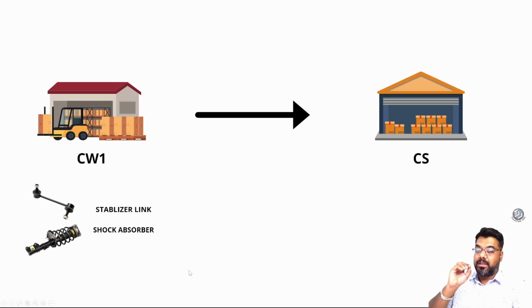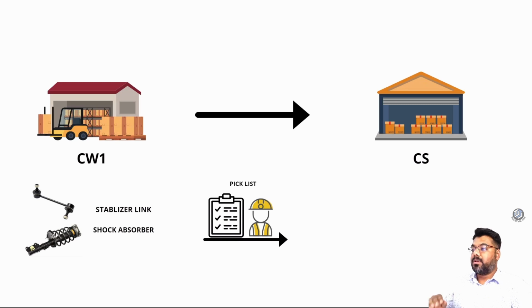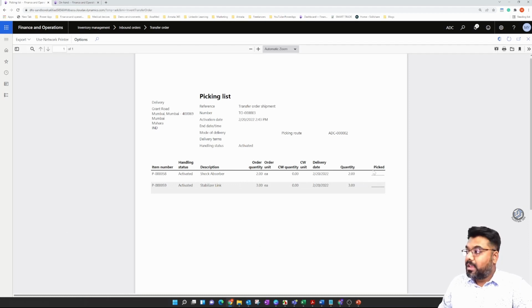As soon as I post my picklist registration, the picklist is generated and printed, and this picklist will be issued to the warehouse worker. The warehouse worker will take this paper and go to the location, and he fills in with the pen into this particular section in the dashboard here. Let's say he finds all 2 quantity of the shock absorber, he enters 2 here, and likewise for the stabilizer link, he found all 3 quantity, then he enters 3 here.